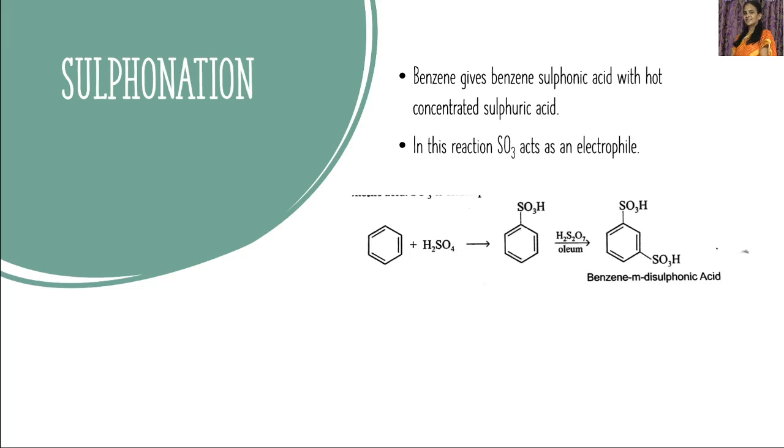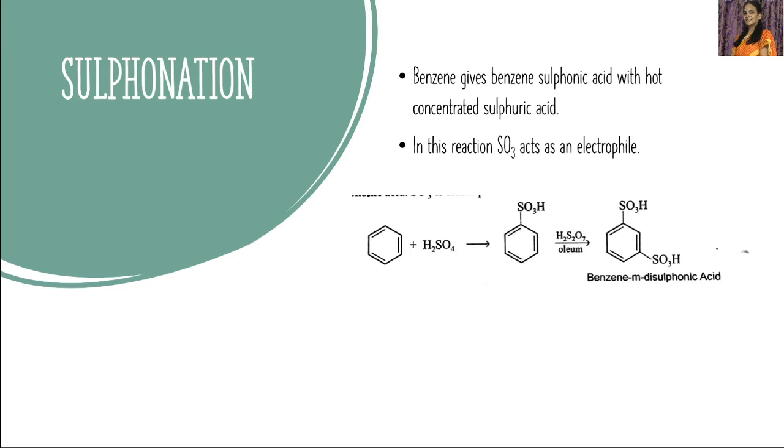If we use this as a reagent, then what happens? The reaction does not stop here and we will get a compound, benzene metadisulfonic acid, where sulfonic acid groups are present at the 1 and 3 positions. Therefore benzene metadisulfonic acid is produced when we use oleum as a reagent. This is about the sulfonation of benzene.